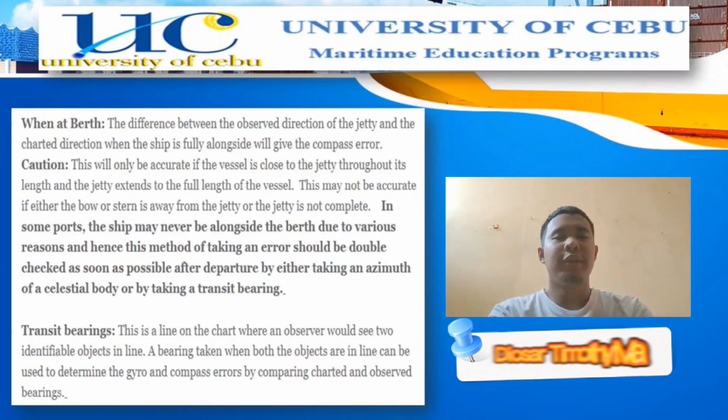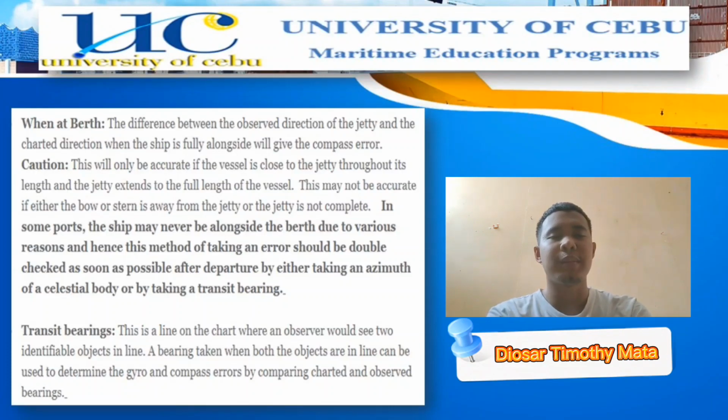When at berth, the difference between the observed direction of the jetty and the charted direction when the ship is fully alongside will give the compass error. Caution: this will only be accurate if the vessel is close to the jetty throughout its length and the jetty extends to the full length of the vessel. This may not be accurate if either the bow or stern is away from the jetty or the jetty is not complete. In some ports, the ship may never be alongside the berth for various reasons, and hence this method of taking an error should be double-checked as soon as possible after departure by either taking an azimuth of a celestial body or by taking a transit bearing.